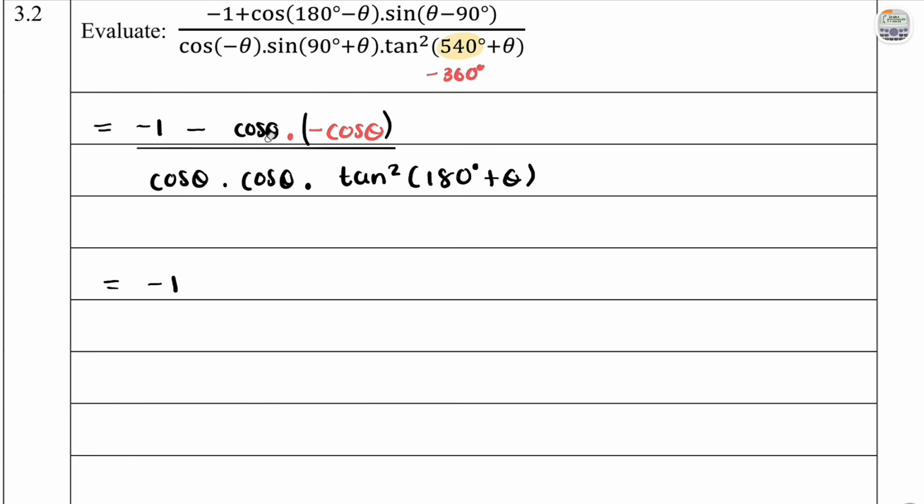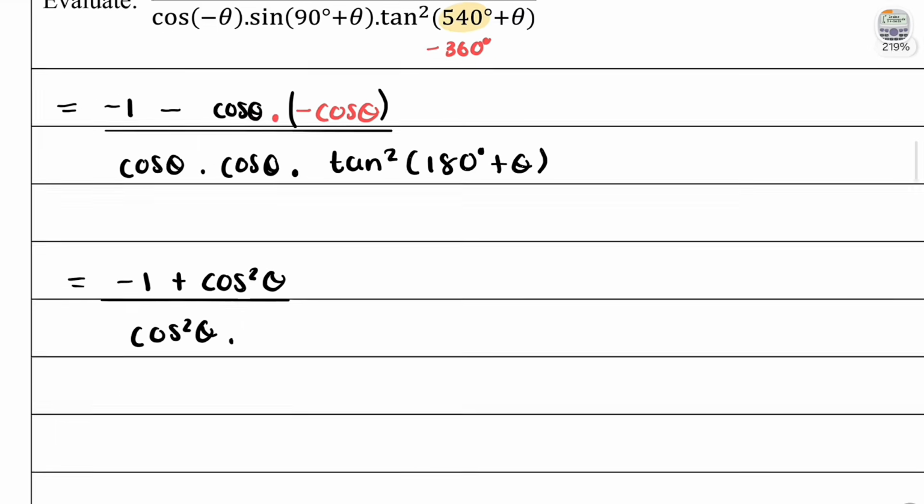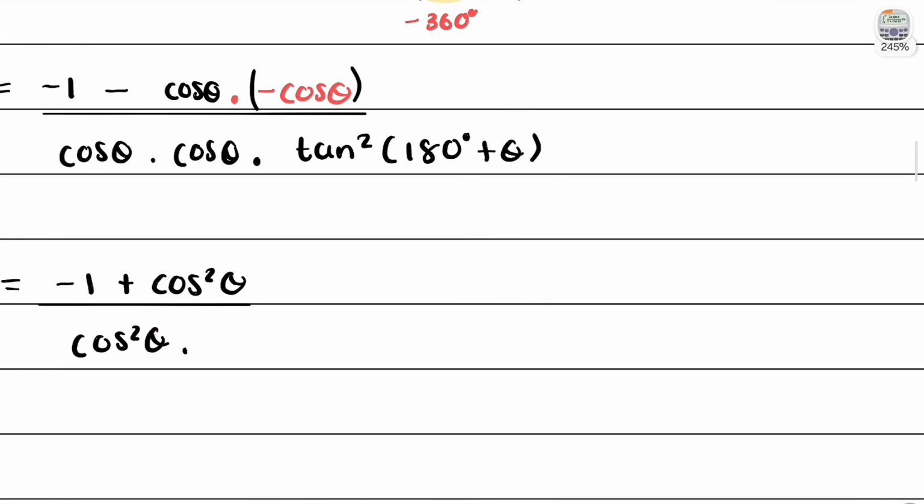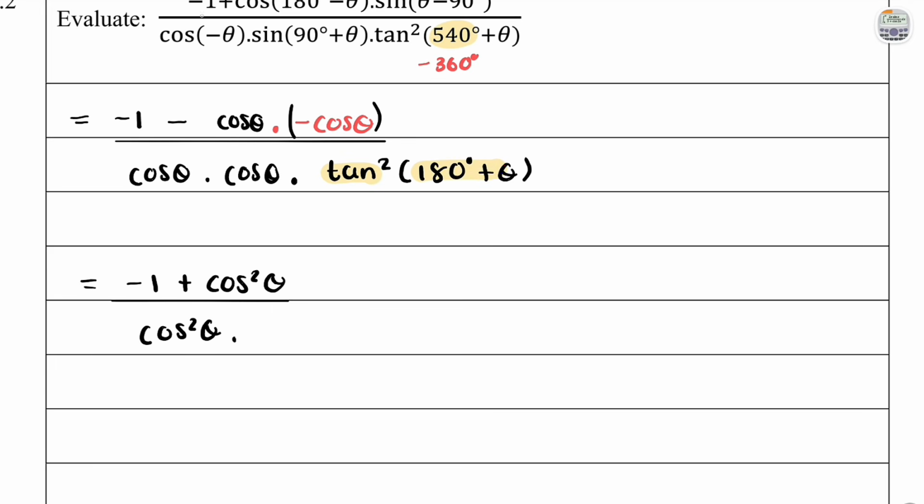And this is a negative cos theta multiplied by negative cos theta, which becomes positive cos squared theta. And this goes all over, these two multiply and become cos squared theta. And then we have this. With this part, because it's being squared, regardless of whether it's positive or negative, it will just remain positive. So tan of 180 degrees plus theta gives us positive tan theta, and then that just gets squared. So it ends up just being tan squared theta.